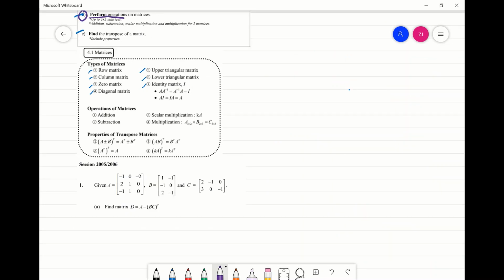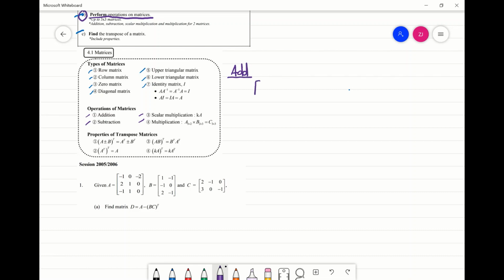How do we perform operations on matrices? Let's see here, operations of matrices. We have 4 different operations, just like real numbers. We have addition, subtraction, multiplication, but the special case on matrices is that we don't have division of matrices. Now let's see an example. If we have addition, how do we add the 2 matrices?